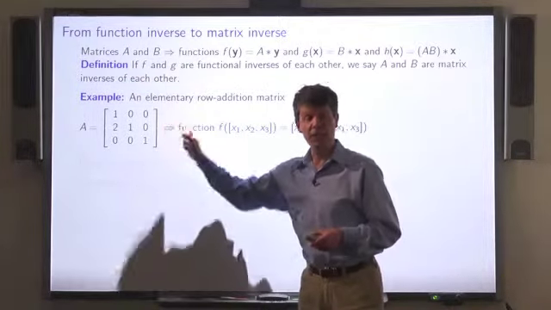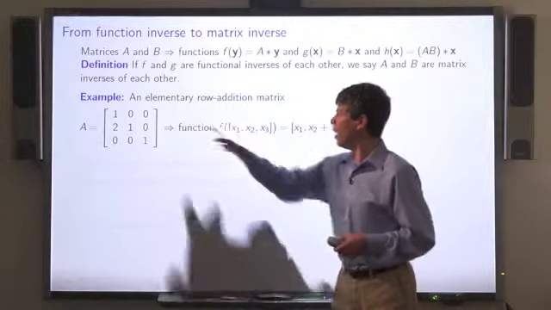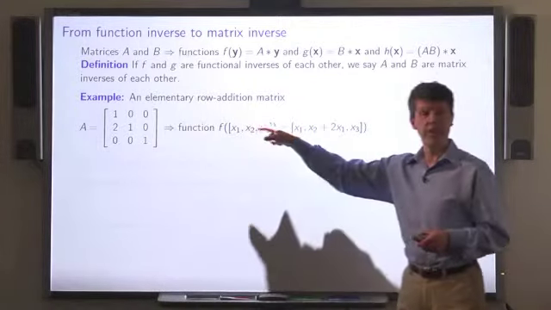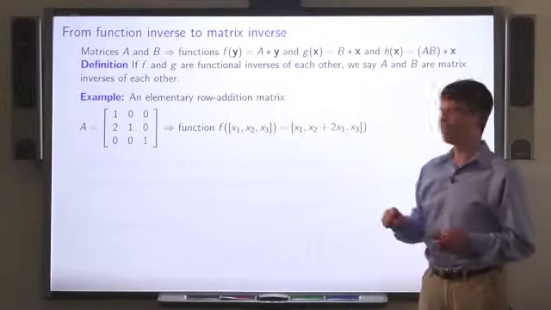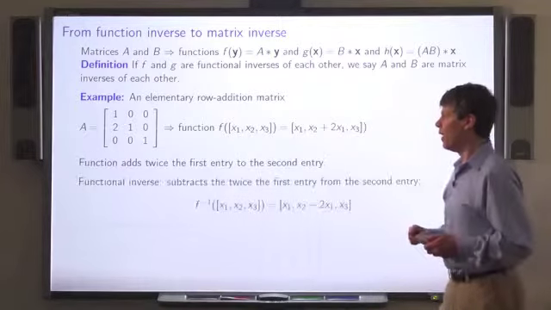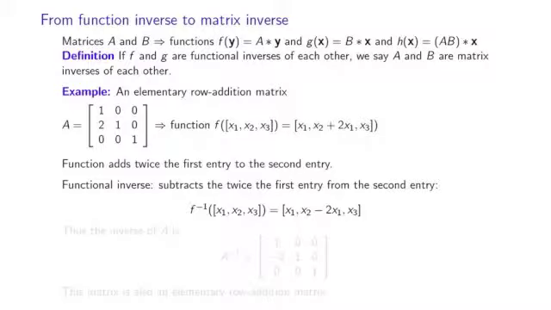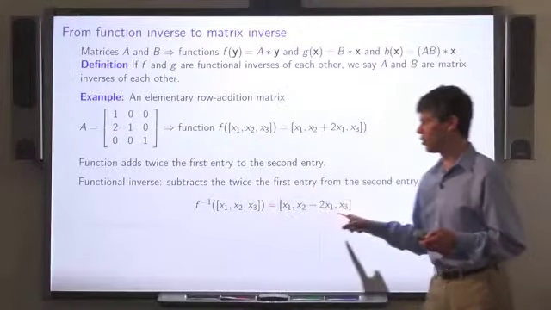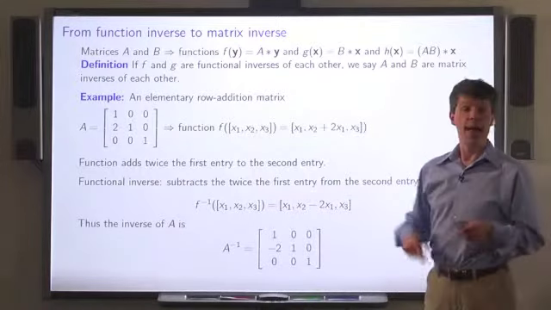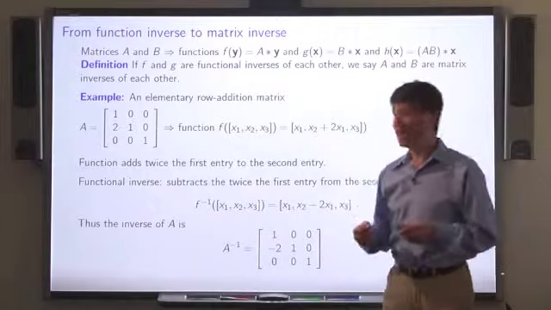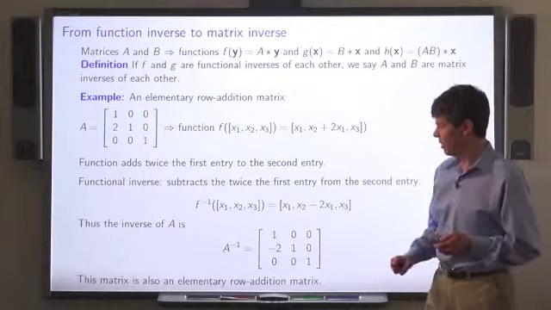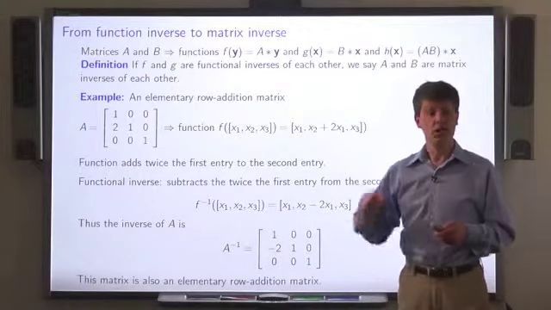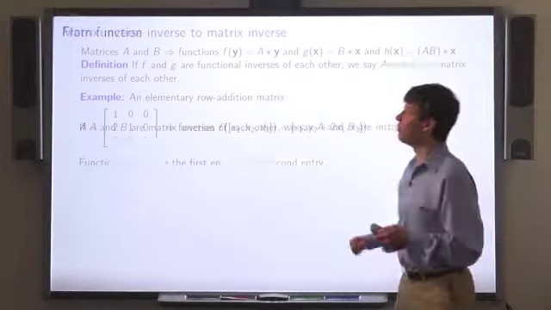So here's an example. This is an elementary row addition matrix. The function applied to a vector with entries x1, x2, x3 adds twice the first entry, x1, to the second. Therefore, the functional inverse subtracts twice the first entry from the second. So here's the functional inverse. That tells us that the inverse of the matrix A is this matrix, which is also an elementary row addition matrix, but this time subtracts twice the first entry from the second entry.